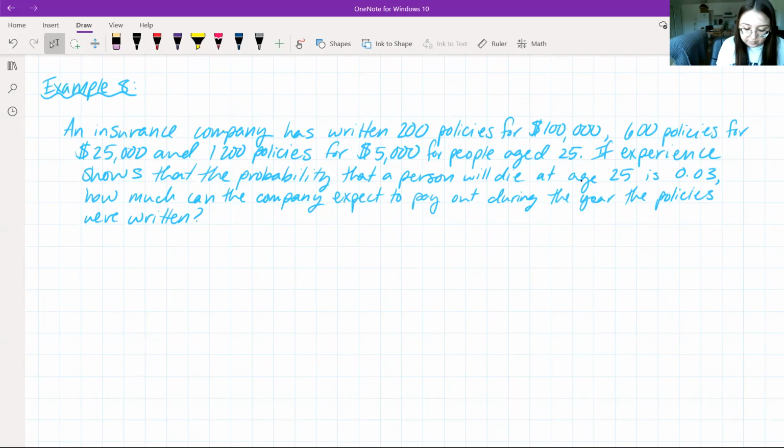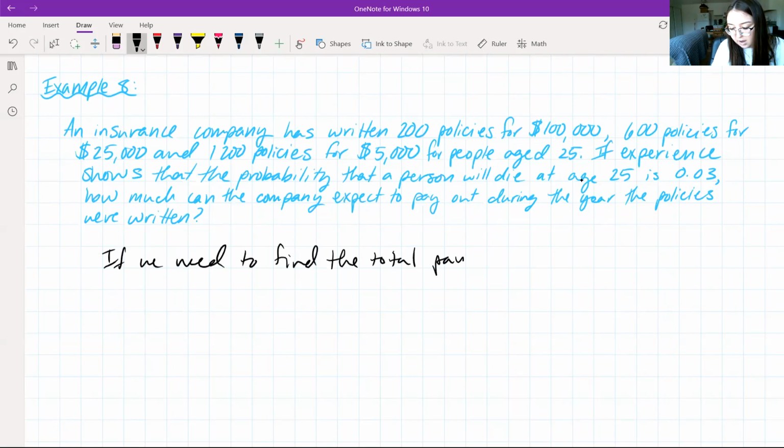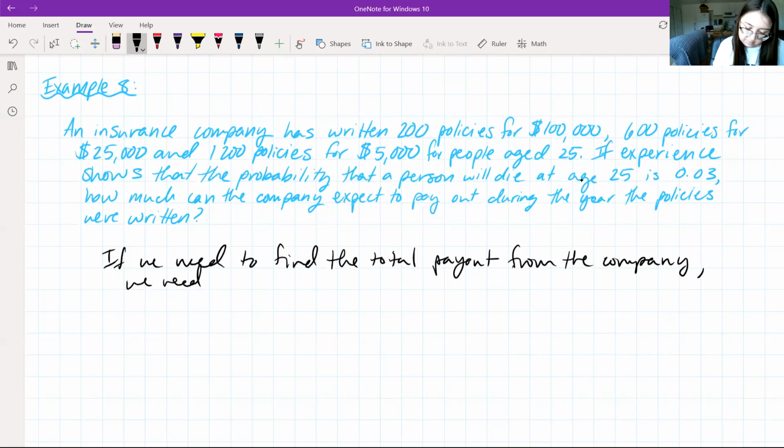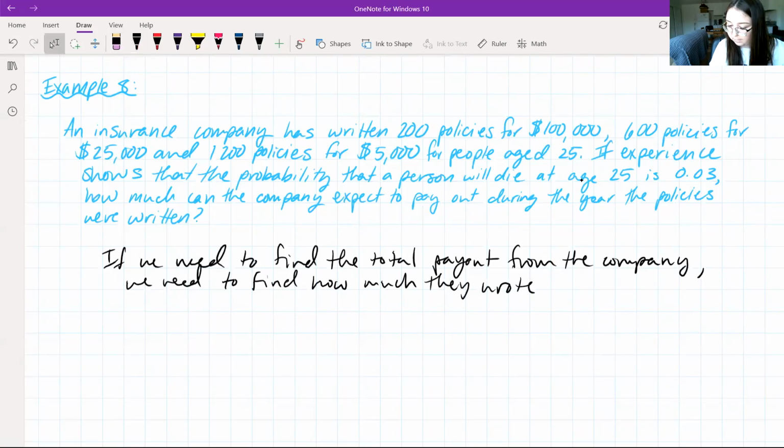So if we need to find the total payout from the company, we need to find how much they wrote in total for each policy.